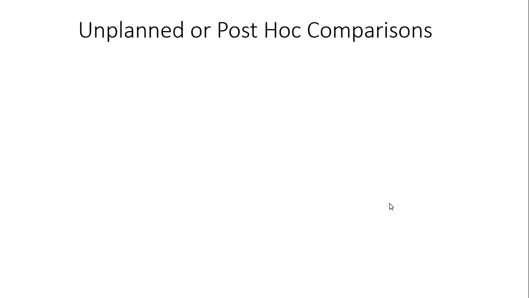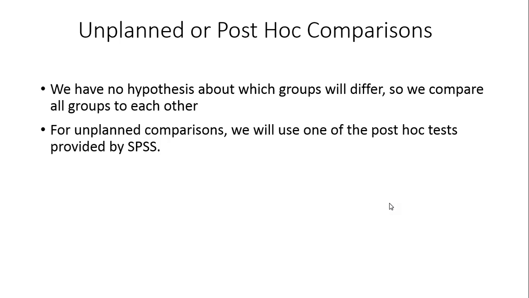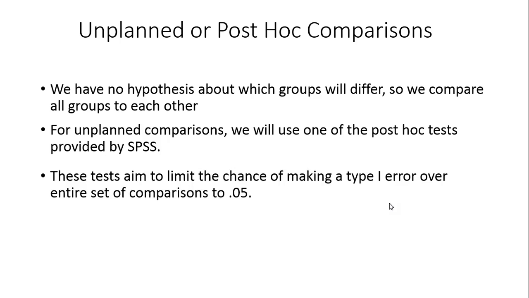Alternatively, a researcher can use unplanned or post hoc comparisons, and this is when we have no specific hypotheses about which of the groups. So if you've got an IV with 3 groups, you've got no specific hypotheses about which of the pairs of groups will differ. So instead you compare all the groups to each other. So for unplanned comparisons, instead of using the adjustment I described for the planned comparisons, which is called the Bonferroni adjustment, we use one of the post hoc tests provided by SPSS. These tests keep the experiment-wise error rate of 0.05.